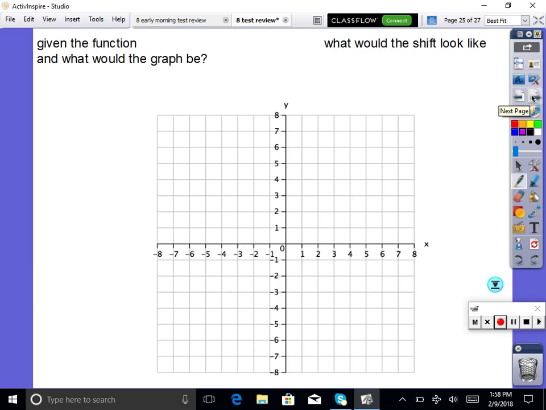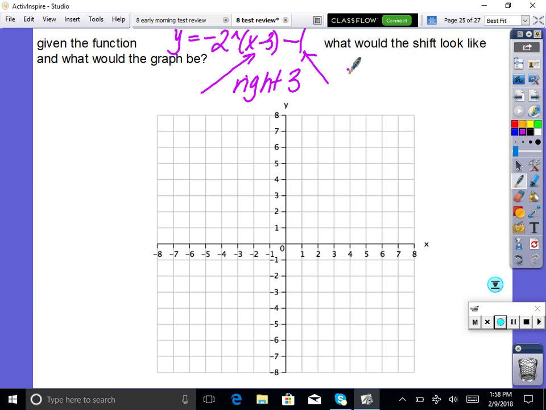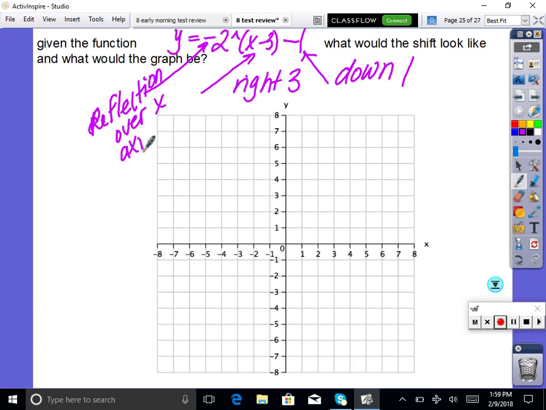This one's 33. It gives a big old spiel here about friends debating how functions work and which graph is correct. So I'm just going to talk about what this graph would look like. We know it's a shift of right 3, down 1, and then it's actually a reflection over the x-axis. So we know it's going to be right 3 units, down 1 unit.